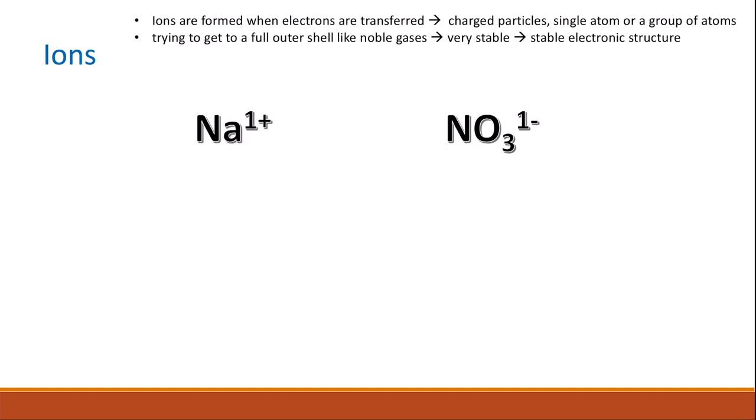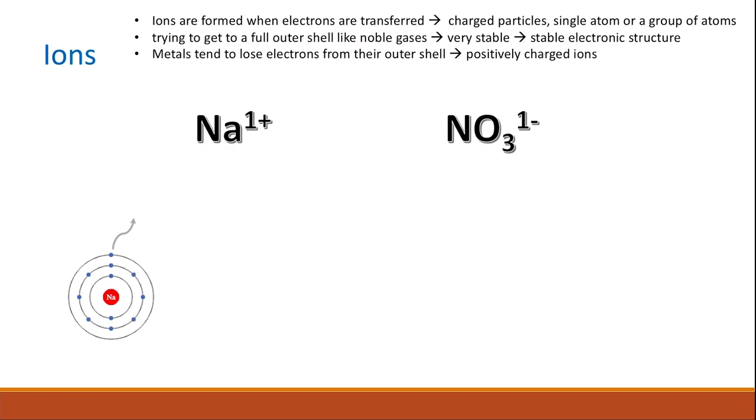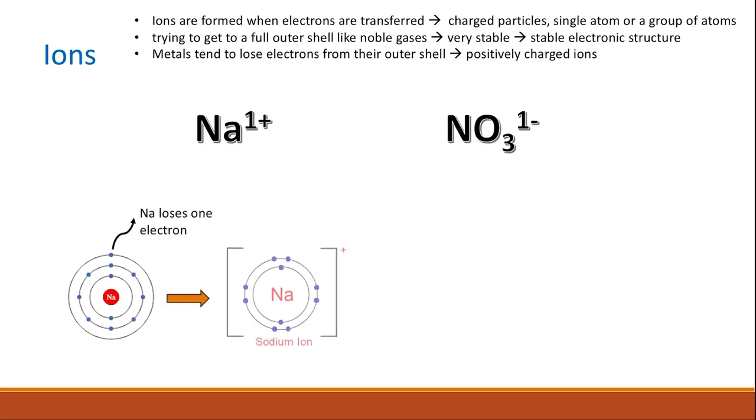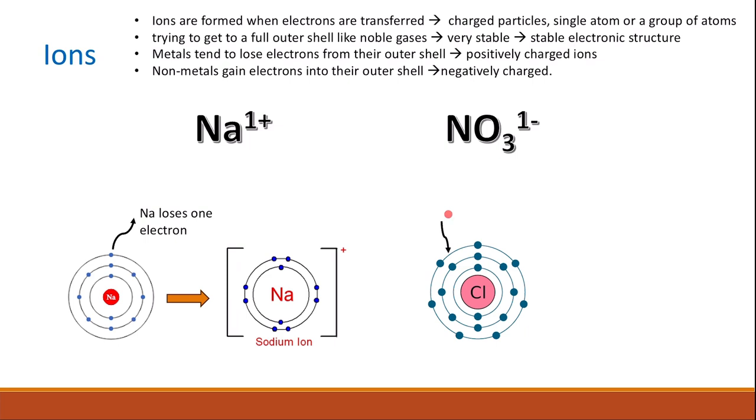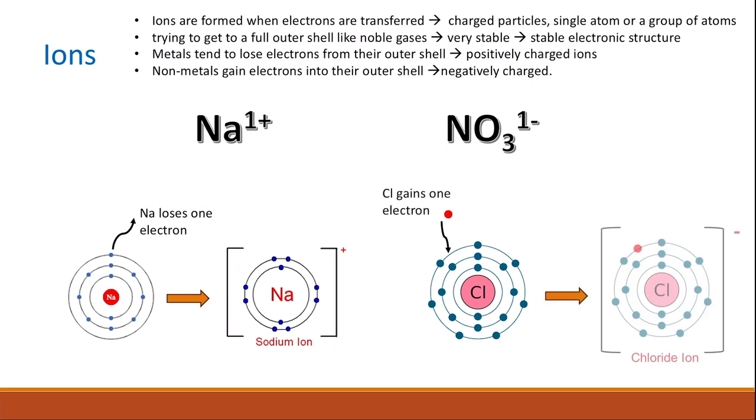When an atom loses or gains an electron, it is trying to get to a full outer shell like the noble gases. This is a very stable electronic structure. Metals tend to lose electrons from their outer shell to give a positively charged ion, something like sodium, which loses one electron to give you the sodium ion, which is 1 plus. And nonmetals will gain electrons into their outer shell to give you negatively charged ions, like chlorine gaining one electron to give you chloride ions.